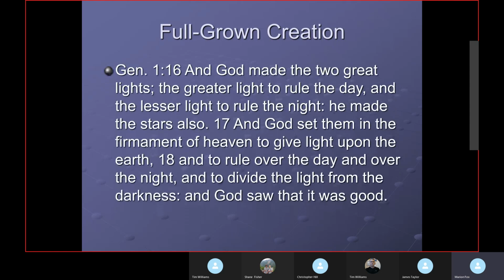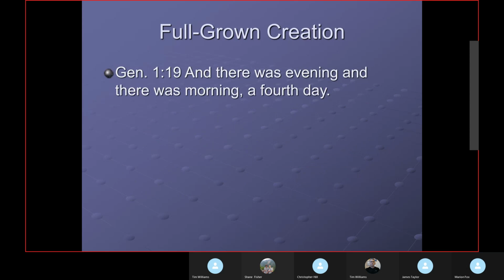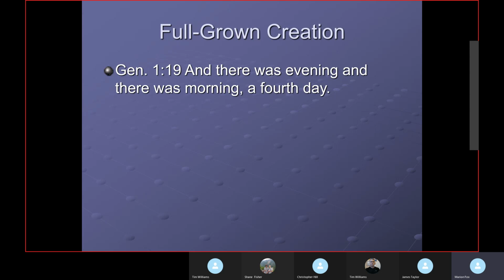And God made the two great lights, the greater light to rule the day, that of course be the sun, and the lesser light to rule the night. He made the stars also. And God set them in the firmament of heaven to give light upon the earth, and to rule over the day and over the night, and to divide the light from the darkness. And God saw that it was good. And there was evening, there was morning, a fourth day.